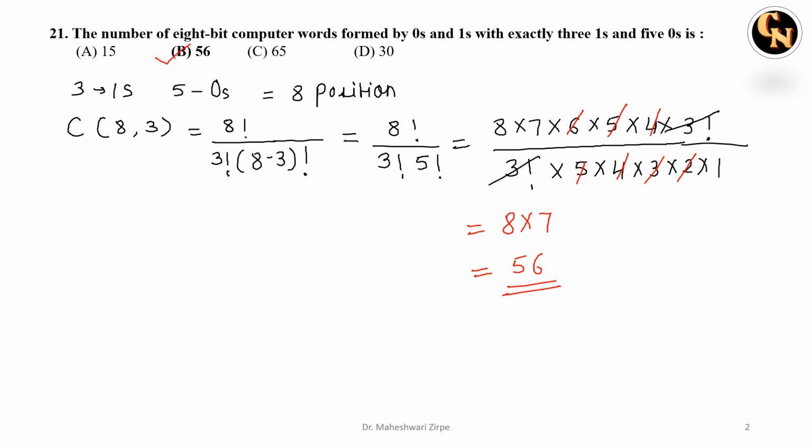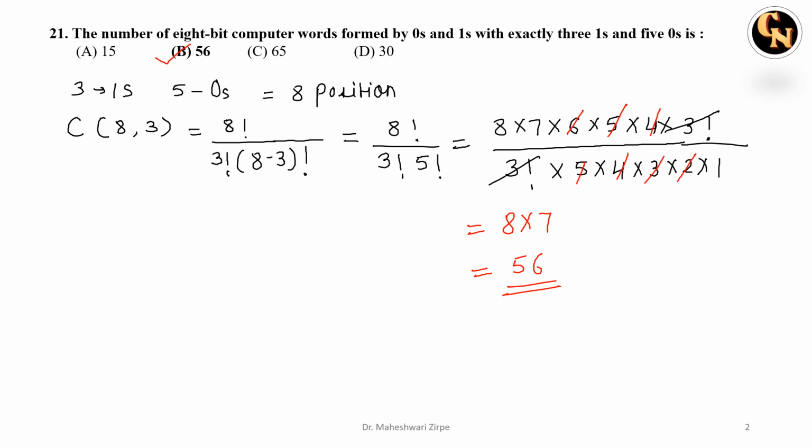I think this is clear to everyone. Out of 8 positions we have to choose three 1s. So we have chosen three 1s and the answer we get is 56. This way you have to solve the numericals based on bits.